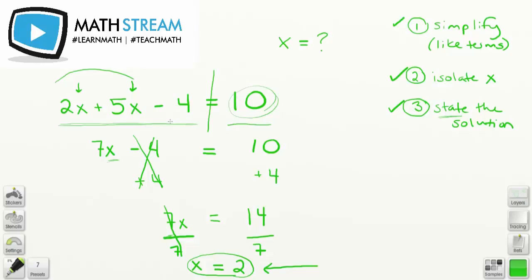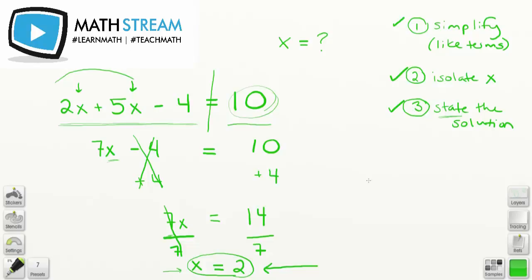Second step was to isolate x. That was to see what we need to move away to get x by itself. First thing we had to move was the 4. Get rid of the minus 4 by adding 4. And then the next step was divide by 7 to get rid of the multiplying by 7. That left us with x by itself, and it also gave us the ability to state the solution. X equals 2 is our solution.